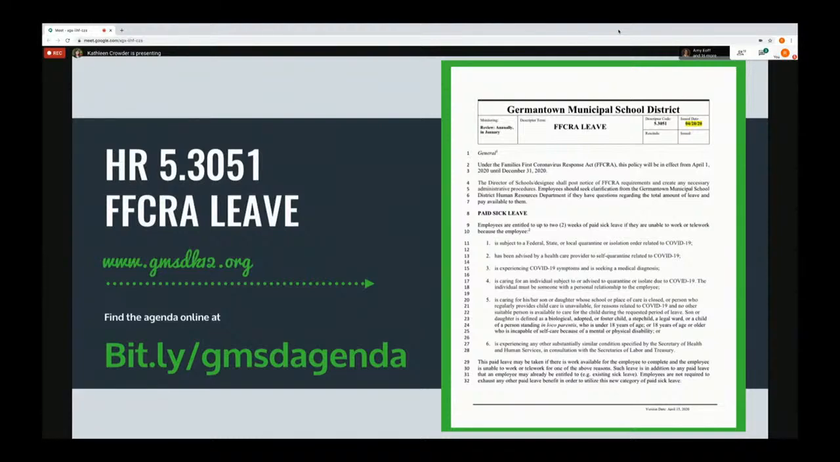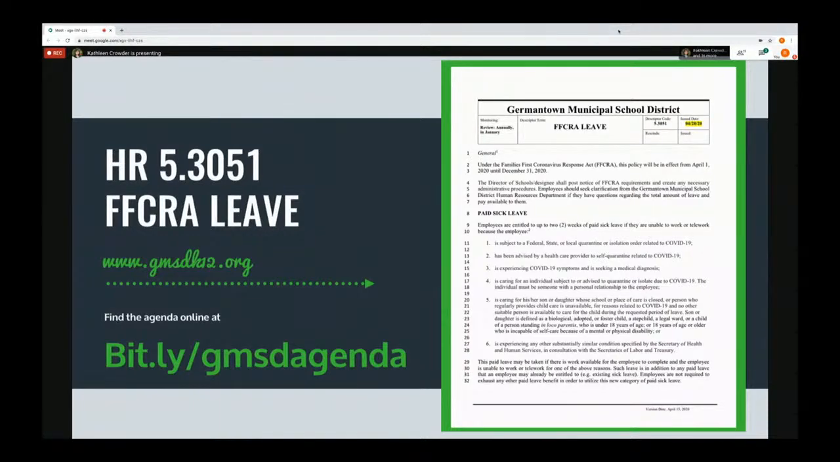Okay. As Mr. Manuel had mentioned, this policy addresses the new provisions that are set forth by the federal government that apply to emergency paid sick leave and expanded FMLA leave, specifically related to COVID-19. And these provisions apply to both full and part-time GMSD employees, which is a little different than our traditional FMLA leave policy that we have in place. In regards to the emergency paid sick leave, there are six reasons related to COVID-19 where an employee may be eligible to receive 2 weeks worth of paid leave if they're unable to work or telework.